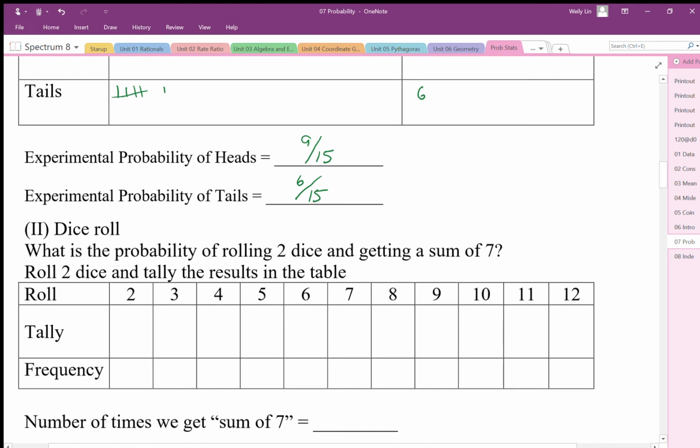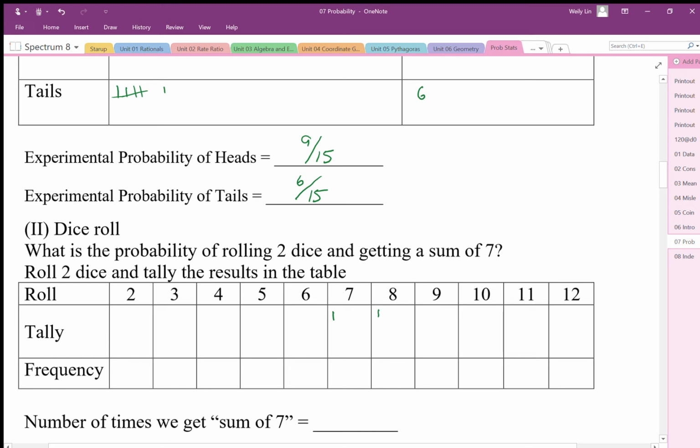Same with the dice roll. This is a dice roll of 2 dice, and you're going to add up the sum. So you're going to roll the dice. I got 6 and 1, so I have a 7. So I'm going to make a tally for 7. I roll the dice one more time. I got 4 and 4, so I'm going to make a tally for 8.